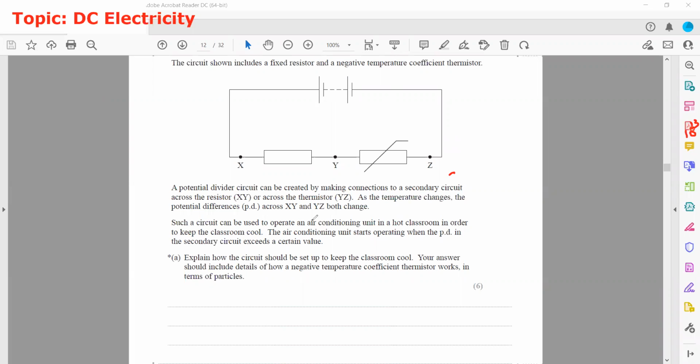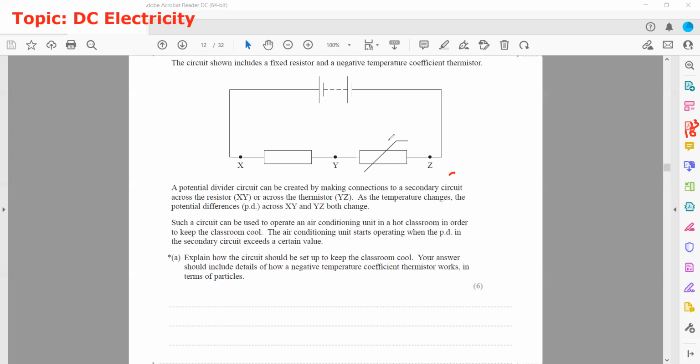Such a circuit can be used to operate an air conditioning unit in a hot classroom in order to keep the classroom cool. The air conditioning unit starts operation when the potential difference in the secondary circuit exceeds a certain value. So explain how a circuit could be set up to keep the classroom cool, and your answer should include detail of how a negative temperature coefficient thermistor works in terms of particles as well.